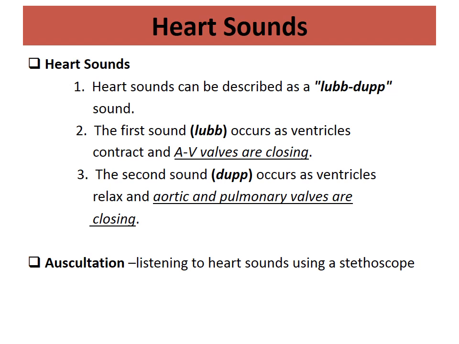So the first sound is the AV valves closing. The second sound is the aortic and pulmonary semilunar valves closing. Active auscultation is using a stethoscope and listening to different parts of the heart for those sounds.